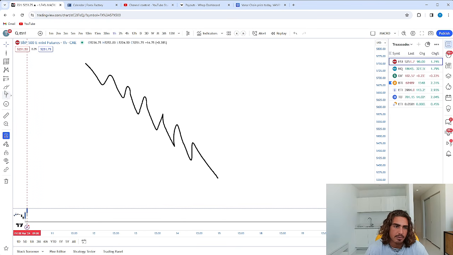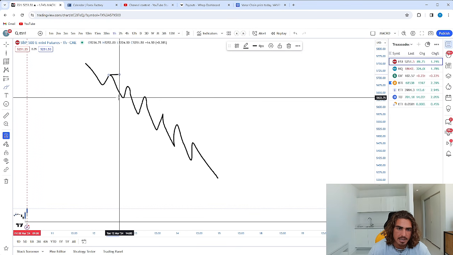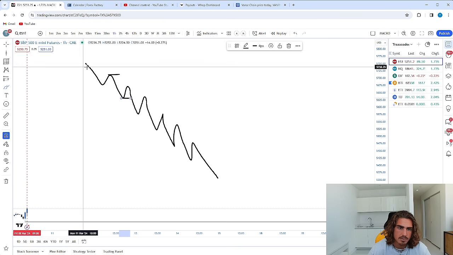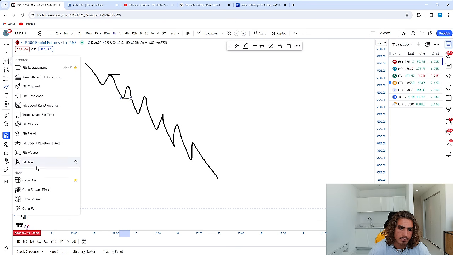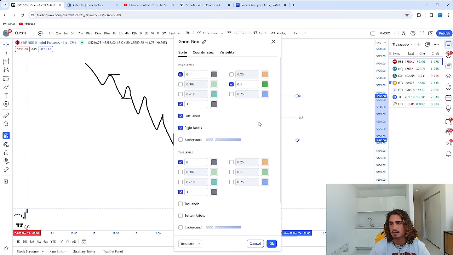In a downtrend, it's literally just the inverse: we take it from the swing high down to the swing low. So boom, we have our Gann box here. You guys want to see my settings on this? This is what I have my settings on. Take a screenshot, take a picture.